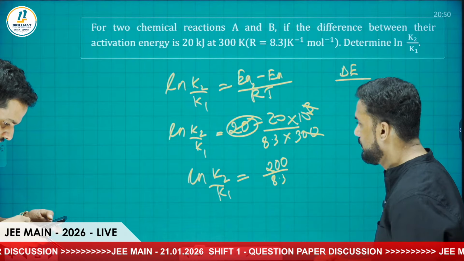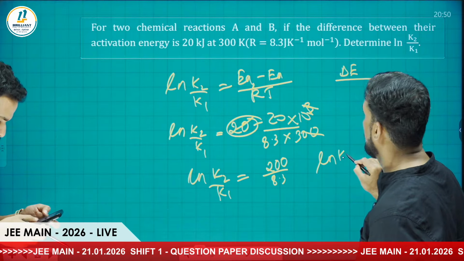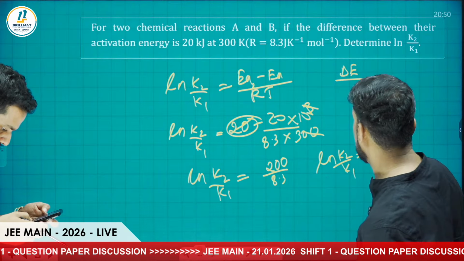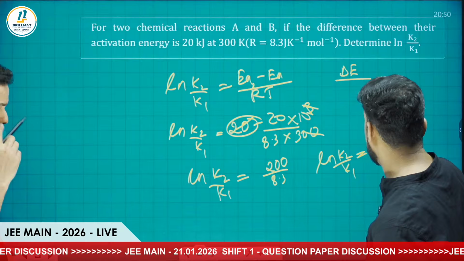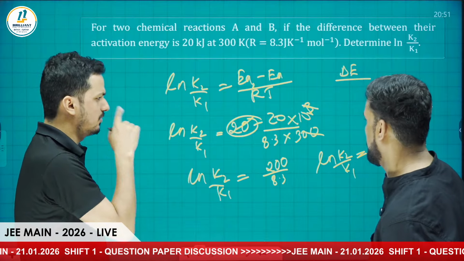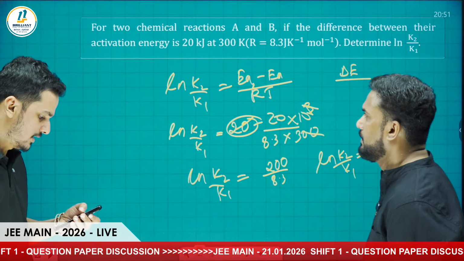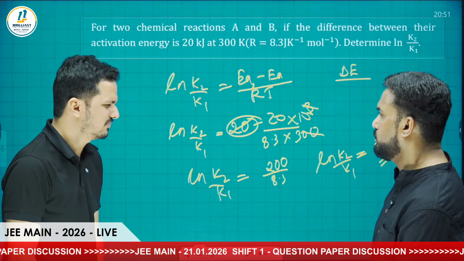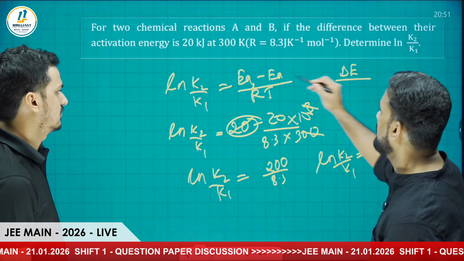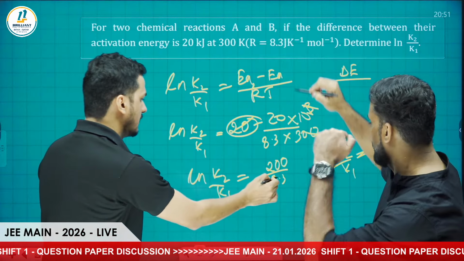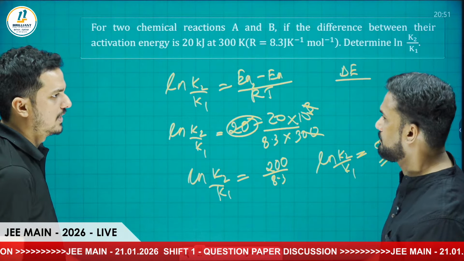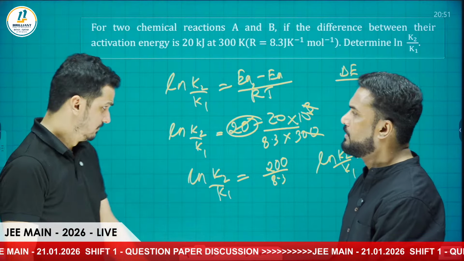When you solve this one, I think the answer for ln K2 by K1 is almost 8. 8.3, that's almost right. The integer answer is 8. 8.23 something I think it will come, so you need to write the whole number integer. Comparatively an easy one. Delta E you can take as E2 minus E1. 200 divided by 24, or 200 divided by 25, will be 8. Correct. Okay, so next question.